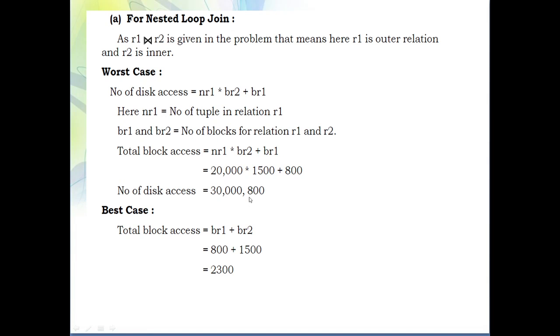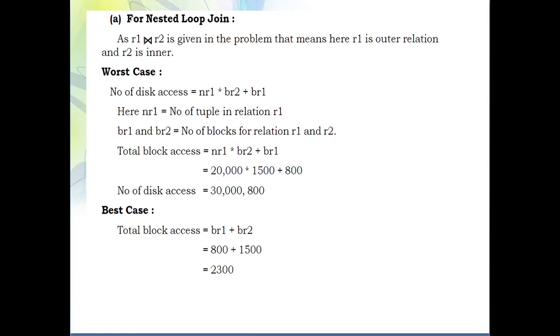But in the best case, how many block accesses are required? In the best case, the formula is very simple: br1 plus br2. Number of blocks for relation r1 plus number of blocks in relation r2. So 800 plus 1500 equals 2300. That means only 2300 block accesses are required in the best case. This is how we calculate the number of block accesses required for relation r1 with r2 when using nested loop join.